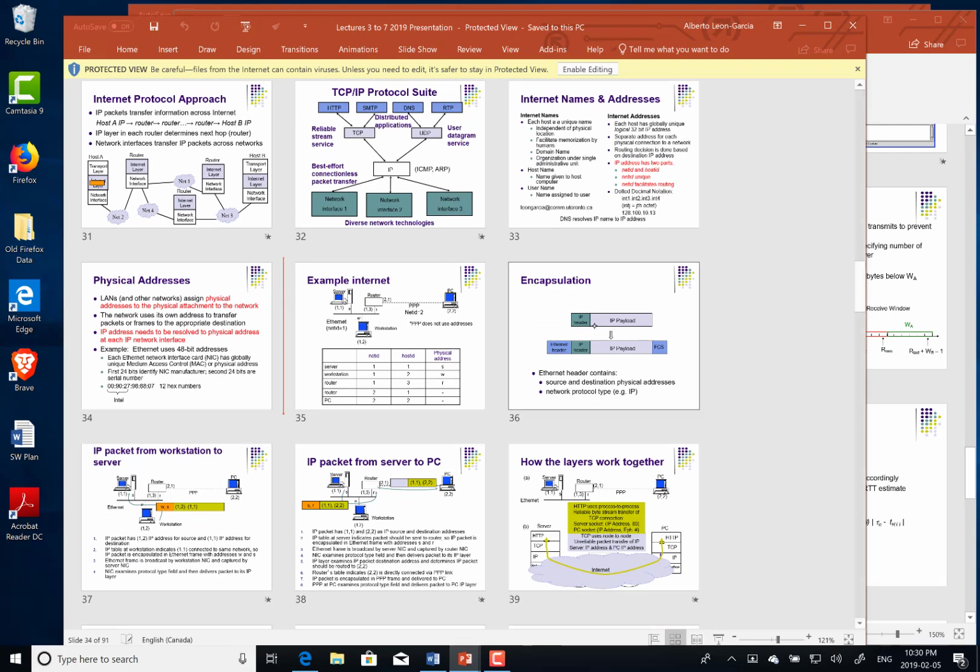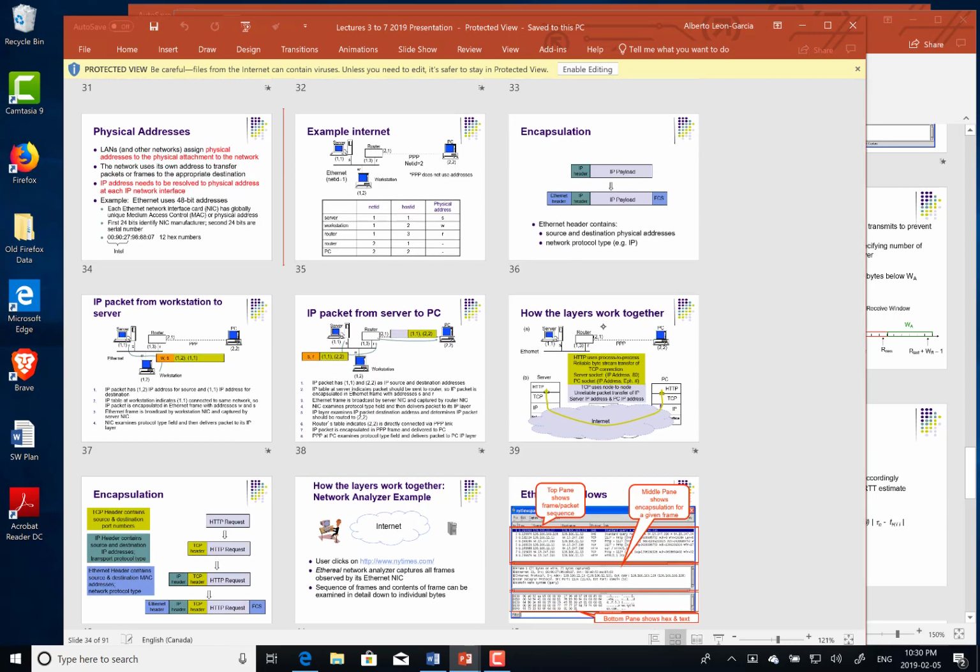Okay, and so the way the different layers work together is by encapsulation. For example, you take the IP packet with its header and you insert it in the data link layer protocol, in this case Ethernet, and you put the headers for Ethernet and the check bits, and then you operate over Ethernet.